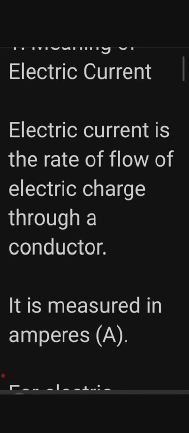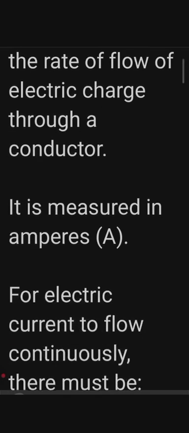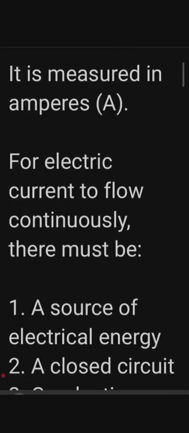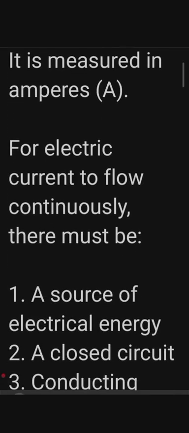So electric current is the rate of flow of electric charge through a conductor. So the rate at which charges move through a conductor from one point to another is electric current. And it is measured in amperes. The unit of measuring electric current is ampere.